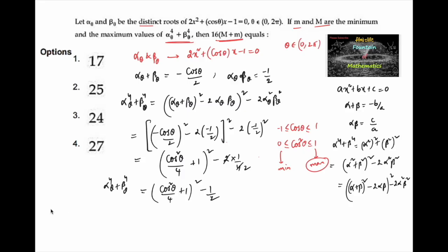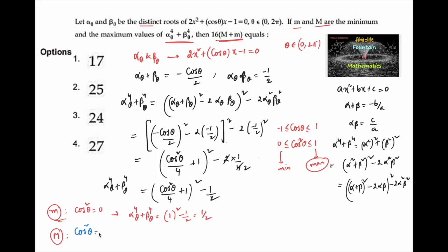So to find small m, let us consider cos square theta equal to 0. So we can write alpha power 4 theta plus beta power 4 theta is equal to 0 plus 1 square minus 1 by 2. So 1 minus half is 1 by 2. So we can say small m is equal to 1 by 2.